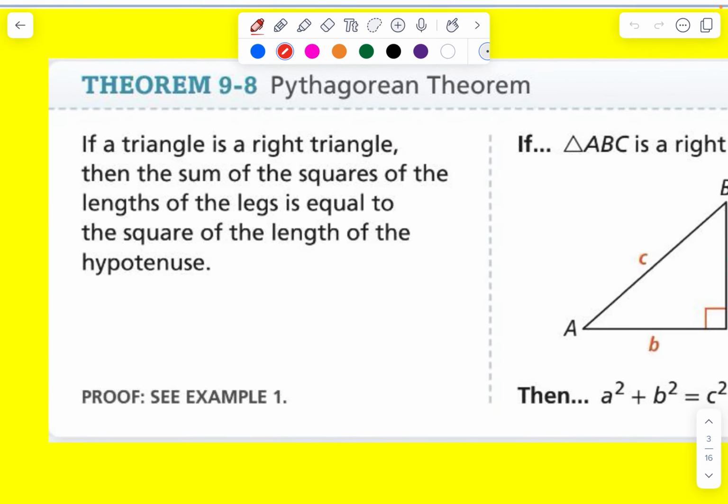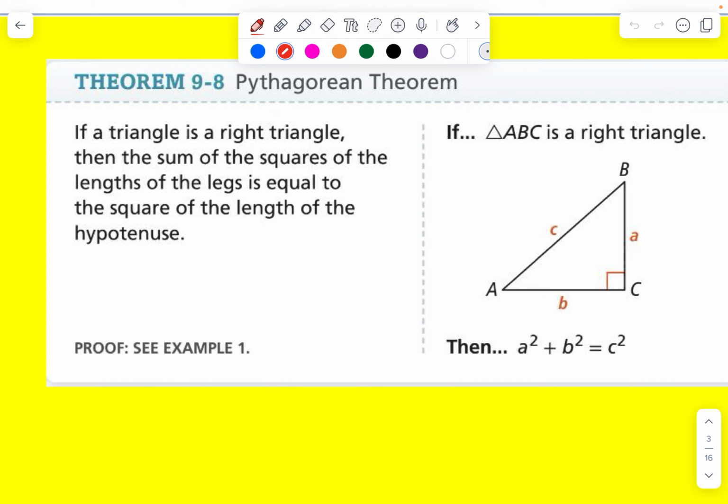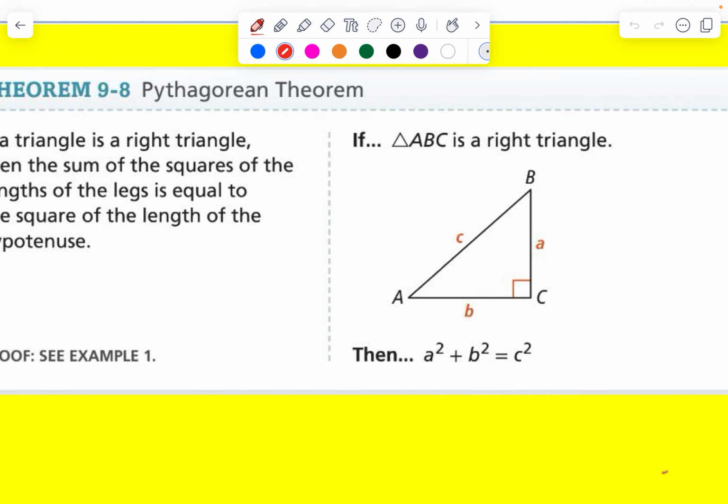So this is the mathematical theorem for the Pythagorean Theorem. If a triangle is a right triangle, then the sum of the squares of the lengths of the legs is equal to the square of the length of the hypotenuse.